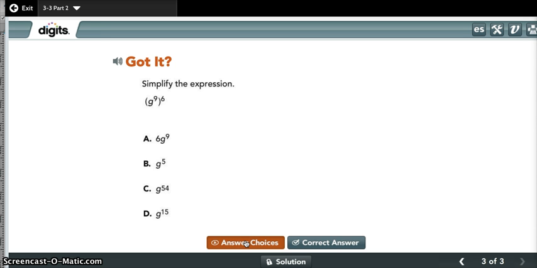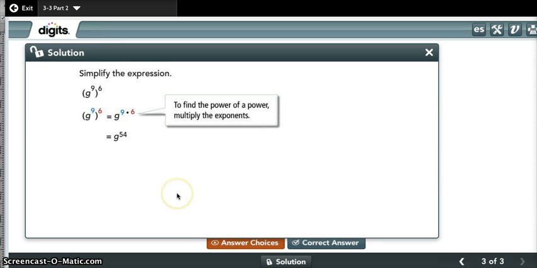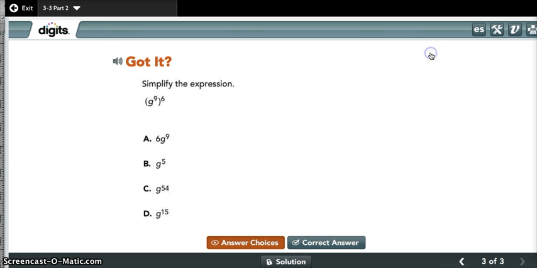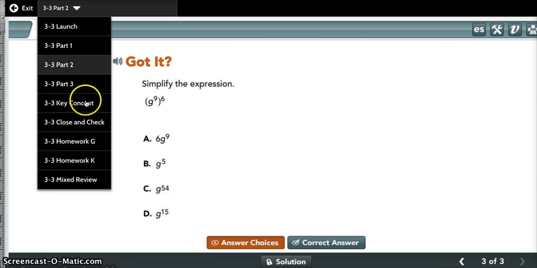Hopefully you got one of these answers. Let's take a look at the solution. Remember, this is 6 groups of g to the ninth. So we'd have 9 g's here 6 different times. So we'd have a total of 54 g's. So g to the 54th is where we're at. Okay, final part here, and then our key concept is just going to review these rules one more time.